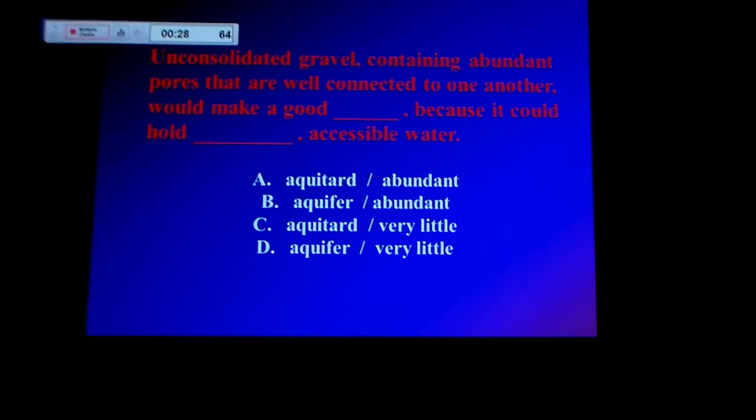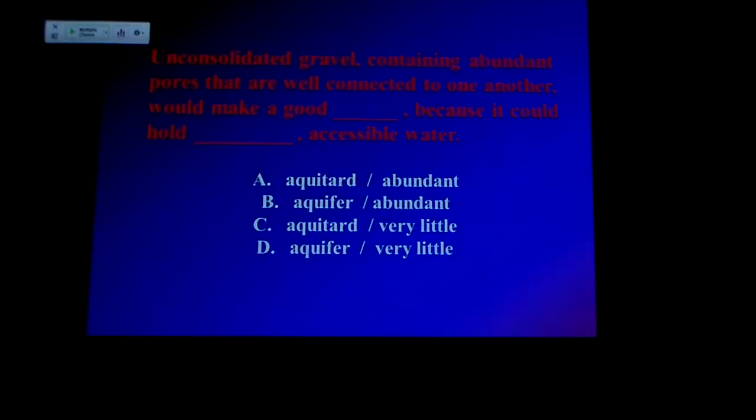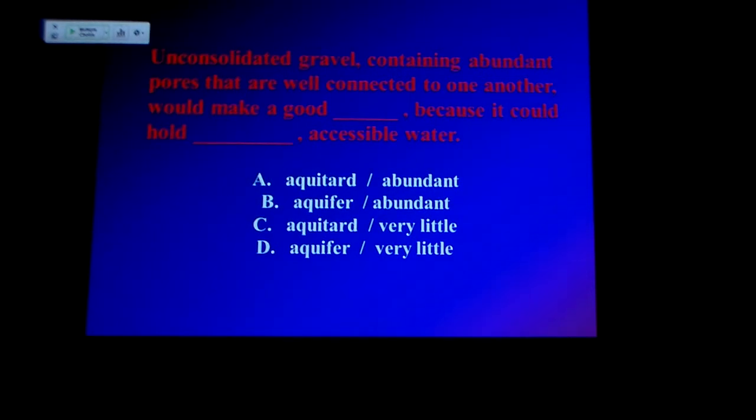Okay, couple more. Yeah. All right. Let's go. Ooh. G is a popular one. Okay, let's see. Well, we know it's going to be an aquifer, right? It's going to be able to hold water because it's got porosity and permeability. If it didn't have porosity and permeability, it wouldn't be an aquifer. It would be retarding the flow of the water.